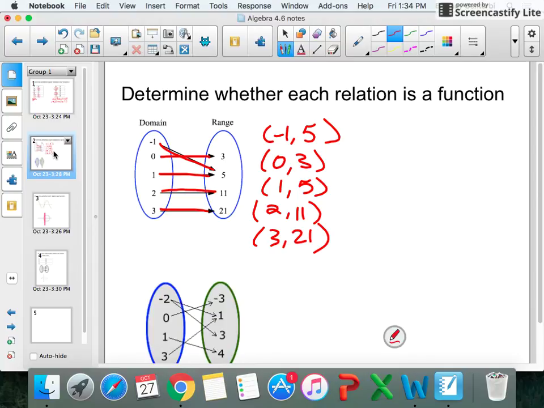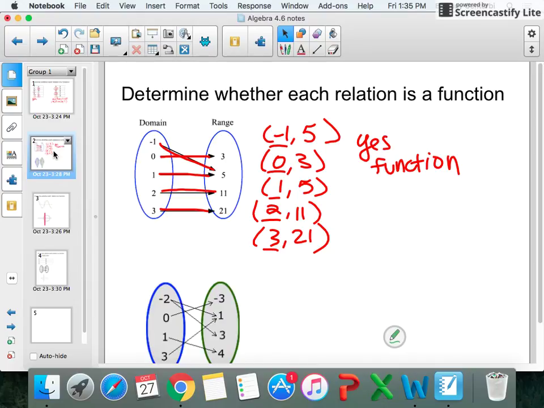Again, we're going to look at our domain. We can't have the x's repeat. We've got -1, 0, 1, 2, and 3. None of those repeat, so yes, it is a function. Without writing all the points, what you can look at too is, in the domain to range in our mapping, each x only has one arrow coming off of it. Yes, two arrows go to 5, but each x only has one line coming off of it.